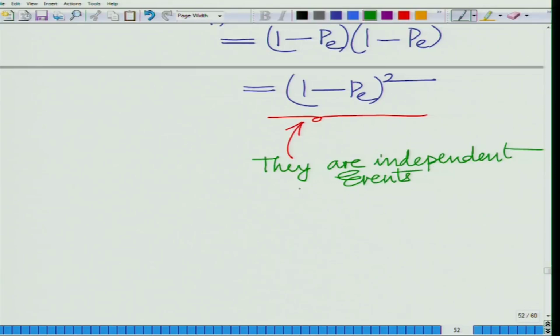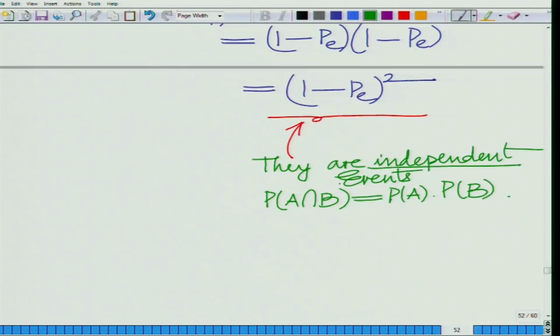They are independent events, and for independent events A, B, the probability of A intersection B is the probability of A times the probability of B, only for independent events. We are assuming that these two error events are independent.